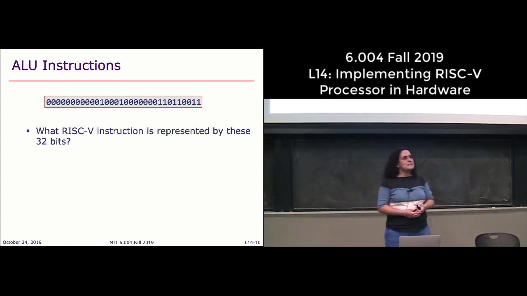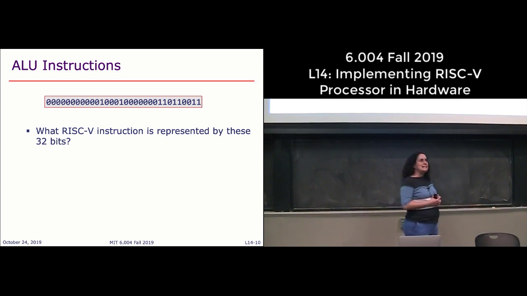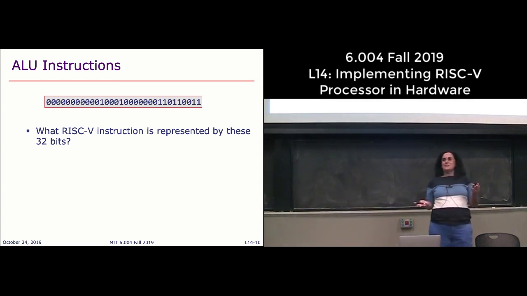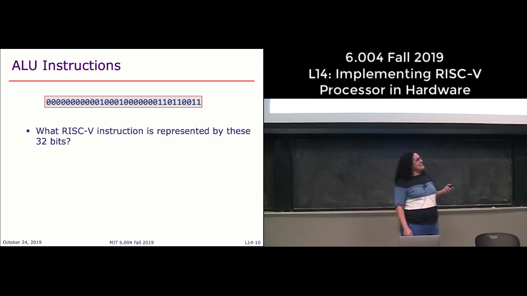So here's an ALU instruction. It's a bunch of bits, and I imagine that by just looking at these bits, nobody has any idea what this instruction is trying to do, or at least I hope you don't. So how do I figure this out? All right, so what I need to do is I need to understand how these bits are split up into different fields in order to make some meaning of them.